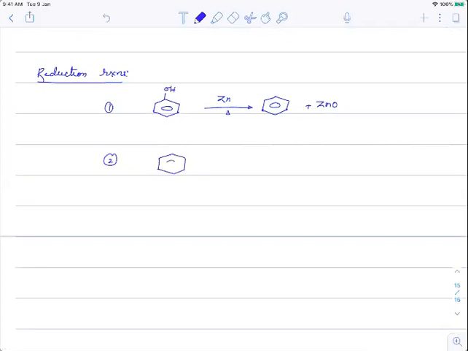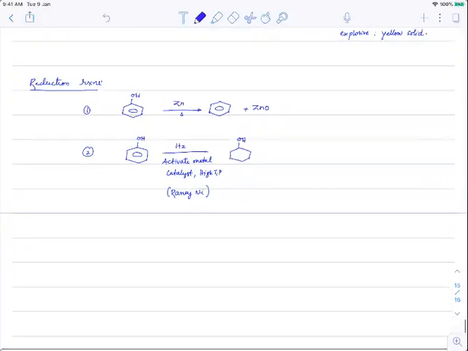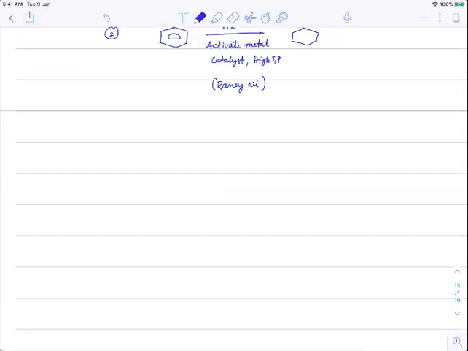Next, we have OH here and reacting that with H2, an activated metal catalyst, at high temperature and pressure, you will get this. Mostly Raney nickel is used. You use Raney nickel, which is an activated metal catalyst, then benzene will get reduced. These are rare cases of reducing benzene. This is one of them.